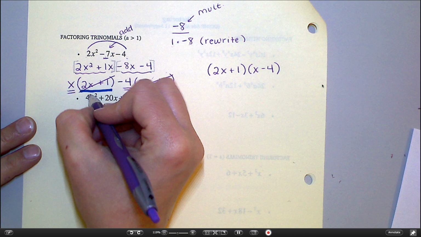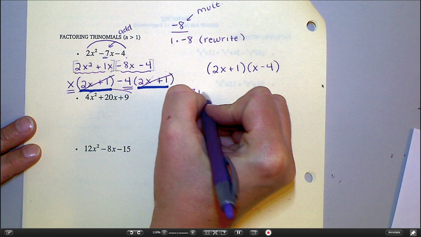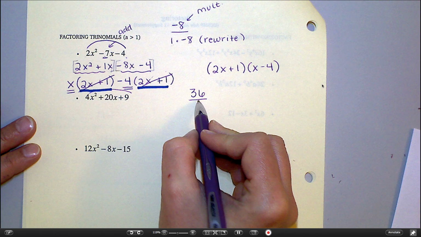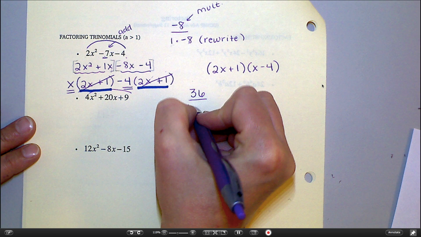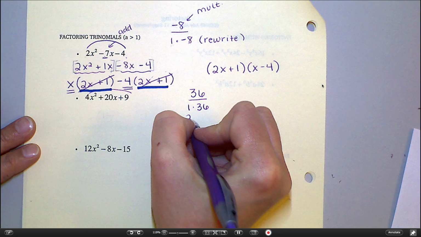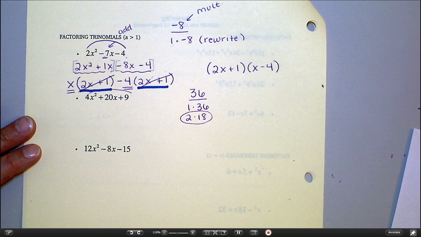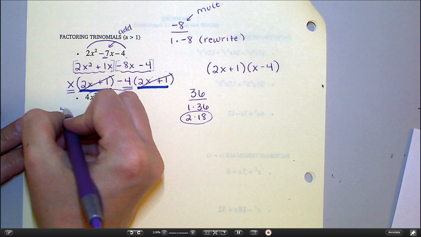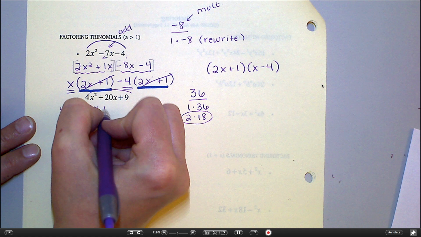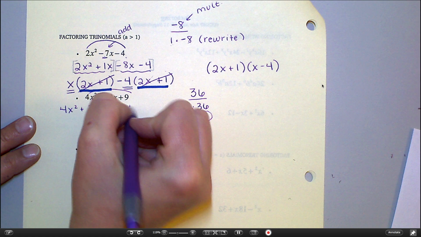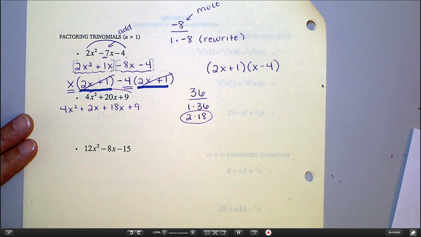Okay? So, start with 4 times 9. 4 times 9 is 36. Okay? And I'm looking for a combination that multiplies to 36 and adds to 20. If you can't come up with that off the top of your head, start going through your list. 1 and 36, 2 and 18, and right there, 2 and 18 would work for me. Okay? So I'm going to rewrite 4x squared plus 2x plus 18x plus 9. It actually doesn't matter what order you put those in. Okay, it would work either way, and I can show you more on that tomorrow.